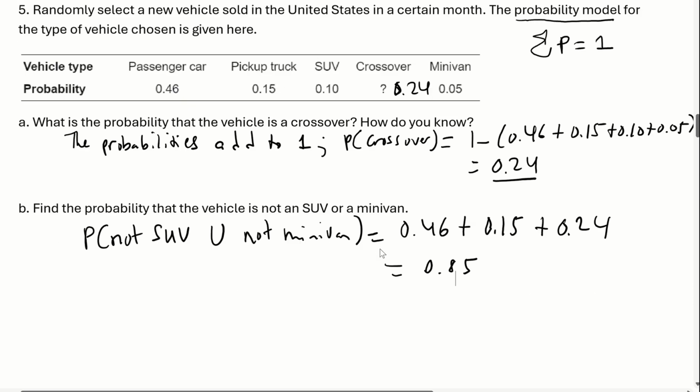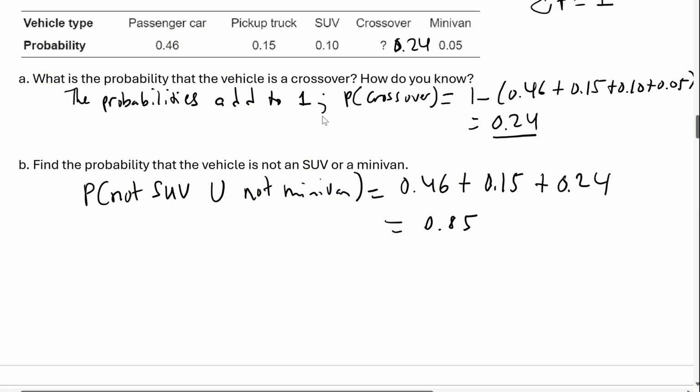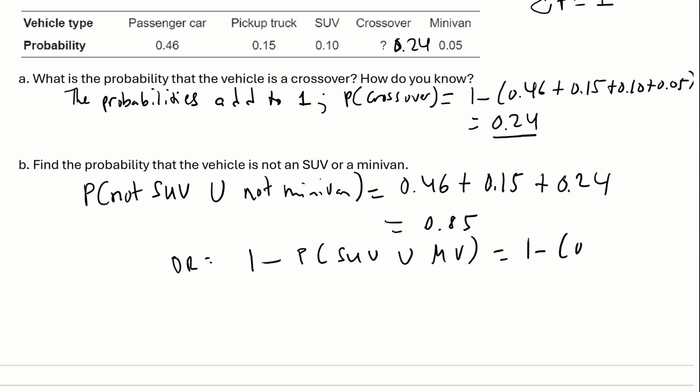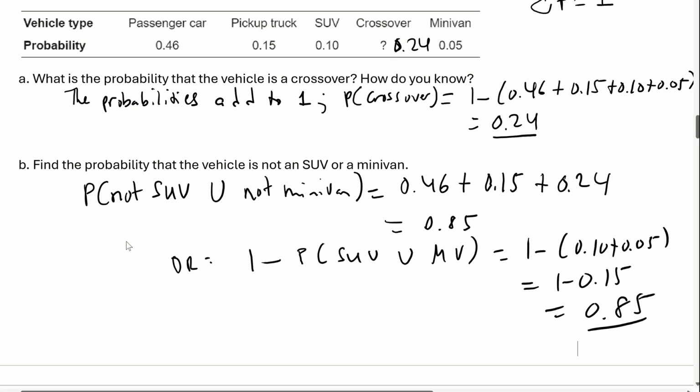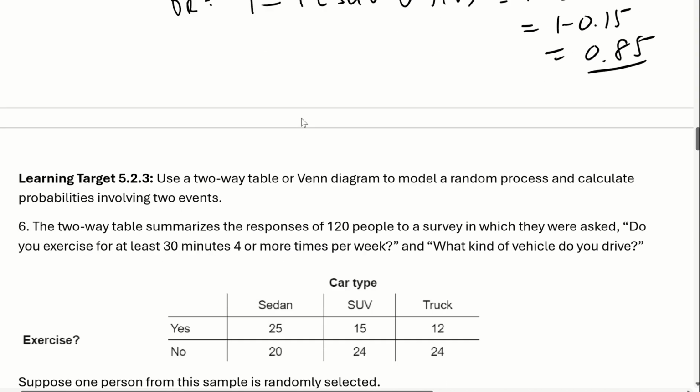You can also use the complement rule here. If you use the complement rule, you can do 1 minus the probability of SUV or minivan, which is 1 minus 0.10 plus 0.05. So either one of those will be correct. And then you get 0.85. Okay, that's called the complement rule. So you can use the complement rule, or you could just use the addition rule. Okay, 2 ways of doing that.